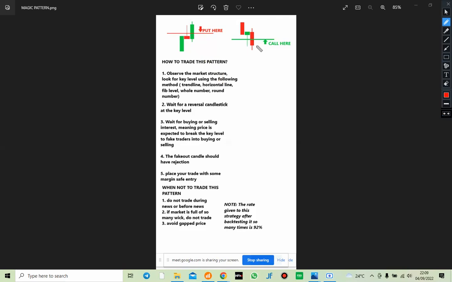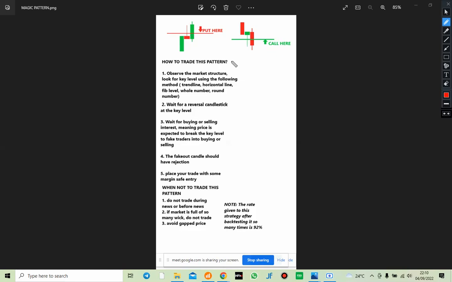Same goes for this one. If the buyers enter very strongly and engulf the bearish candle here, you can expect the next candle to be green. Same goes for engulfing the bullish: expect the next candle to be red. So what I mean is that if you see this pattern at the key level, I call it the magic pattern. If you see this pattern at the key level, always decide to place your trade.